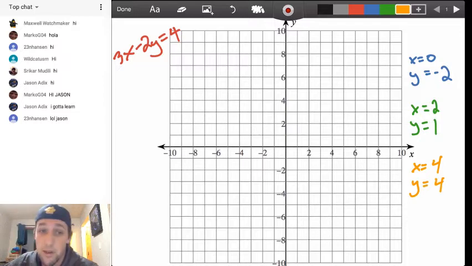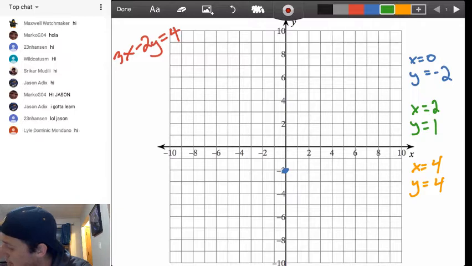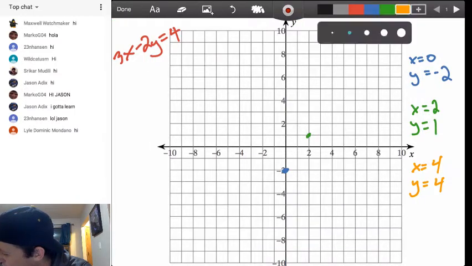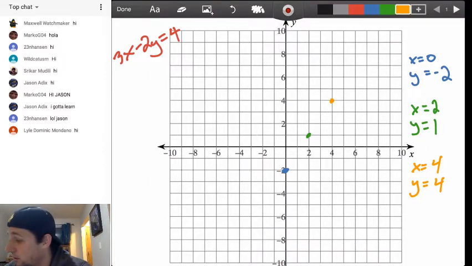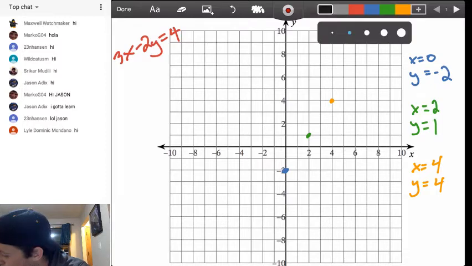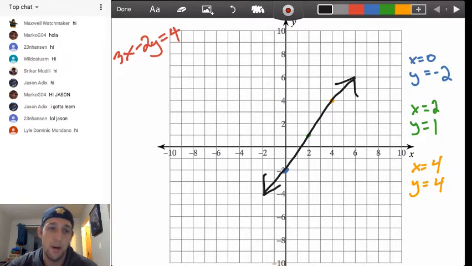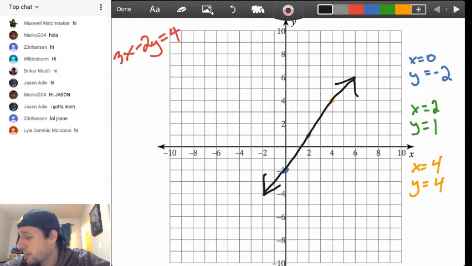So then all I would do is plot each of those points as if they were an ordered pair. So 0, -2 is right there. 2, 1 is right there. And 4, 4 is right there. Okay, and that's really about it. We would connect those with a line. That's a pretty good line. You should ideally put arrows on the end of there too, just to show that it is going on indefinitely. But other than that, that looks pretty great.